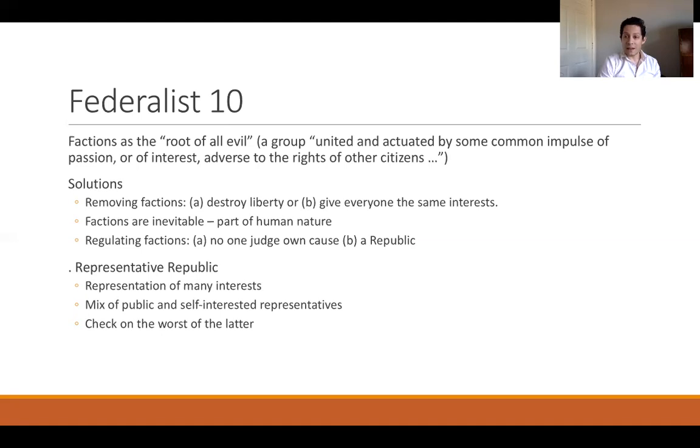So the solution that they offer is that there are three ways you could potentially quell the problem of factions. The first would be to just remove factions, ban them. And there's only two ways you could do this. Neither one is very feasible. Just destroy liberty, destroy freedom of association. Or you could design the system in such a way that everybody has the exact same interests. Well, destroying liberty goes against the principle of the very founding of the nation.